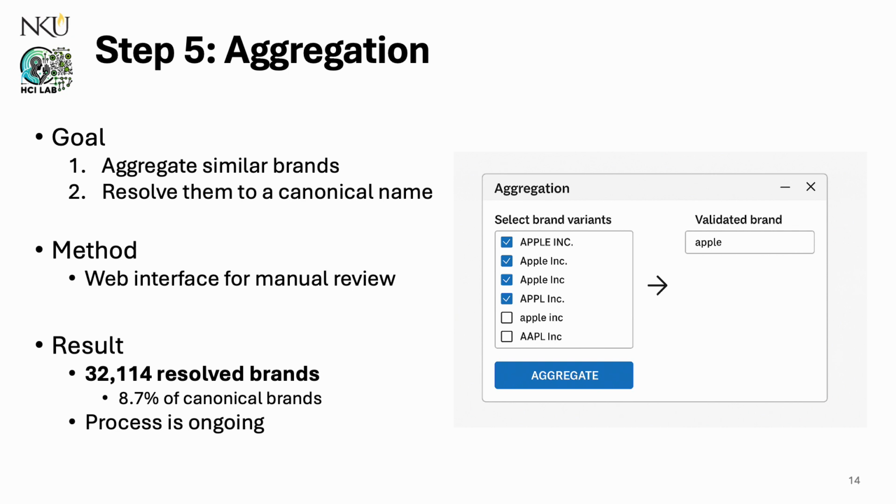In the aggregation step, we merge the similar brand names that refer to the same company, not just the identical ones. For example, we might merge Apple Inc. and uppercase Apple into a single canonical entry, or combine Amazon Basics and Amazon under one brand name that might be Amazon. We use a web-based review interface that displays the suggested matches, and human reviewers confirm or reject them to ensure accuracy. So far, we have resolved around 32,000 brands through this process, and the work is still ongoing.